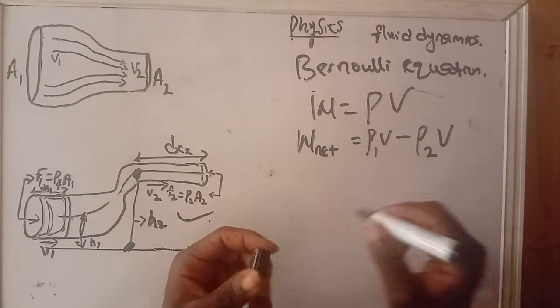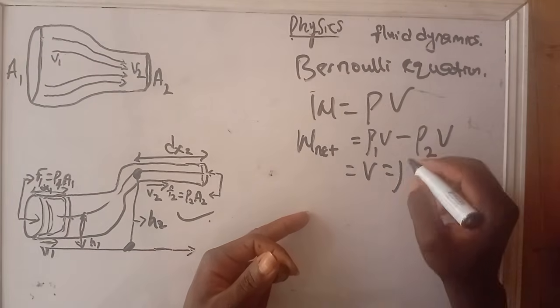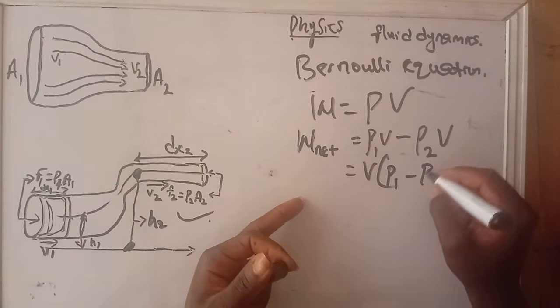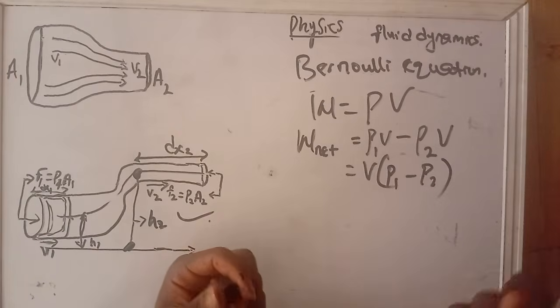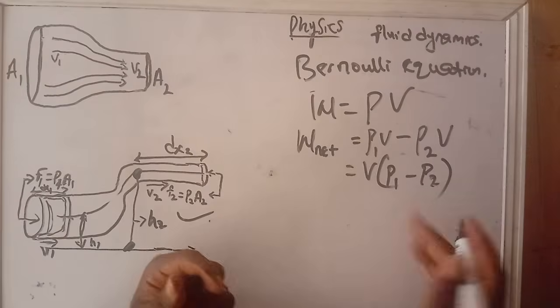Let's factor out volume. At the end of the day, we have work net equals to volume times P1 minus P2.